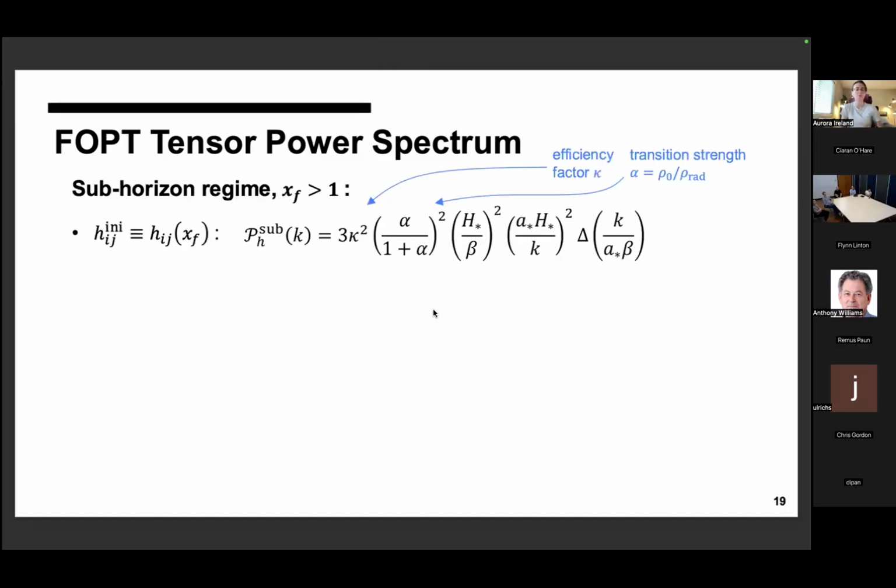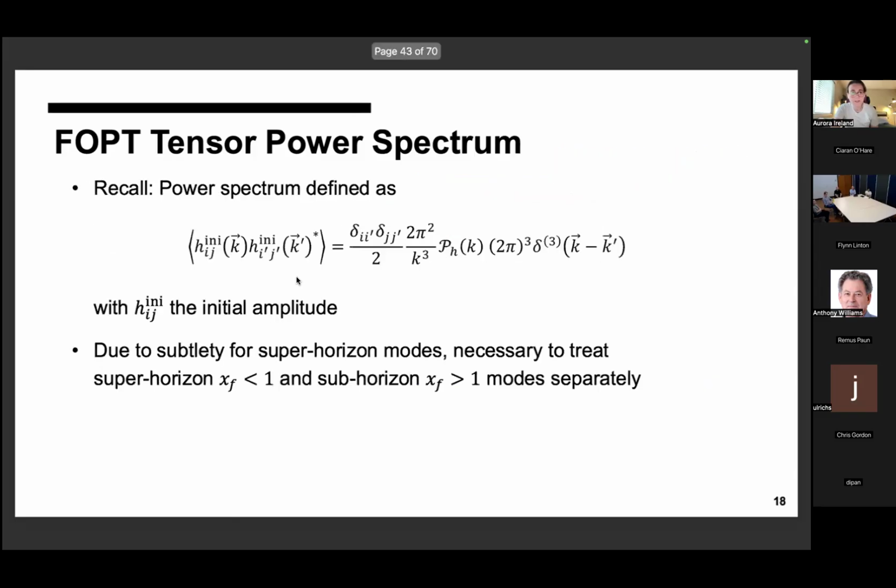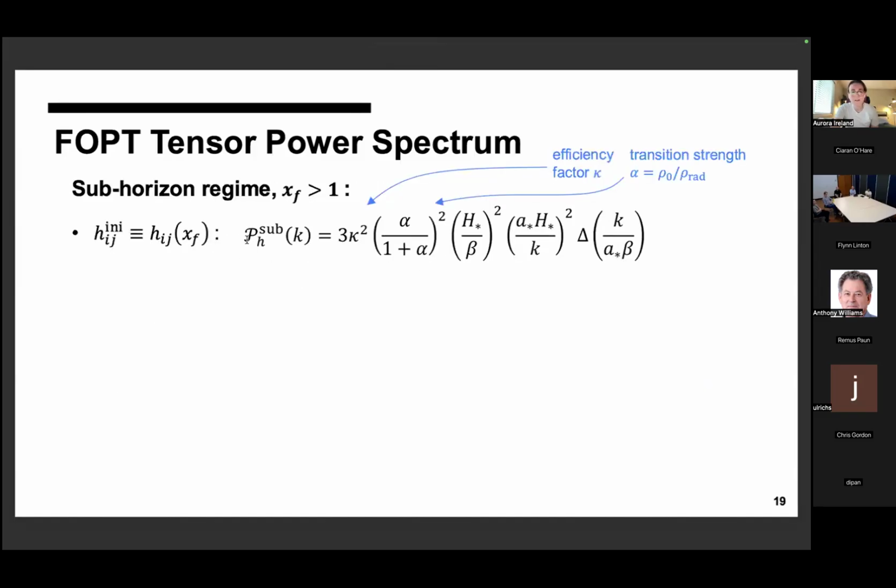So in the sub-horizon regime, there's no subtlety. Everything goes through just as you would expect. I can define my initial amplitude as just my solution for Hij evaluated at the end of the phase transition. This X_F is k tau_F, so this is at the end of the phase transition. And when I do that, I can do the computation on the previous slide, and I find that my tensor power spectrum takes this form.